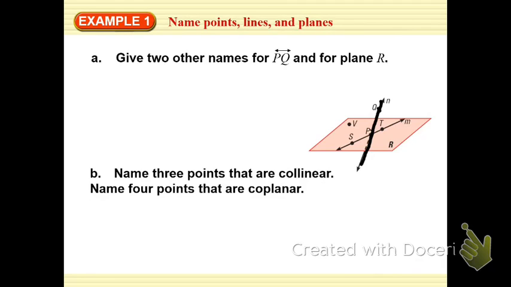All right. One thing I can do, very simply reverse the letters. So we could say QP. I just switched the order of the letters. That's one way. What else identifies that line? Yes. We have the lowercase n here, right? So I could call it line n.